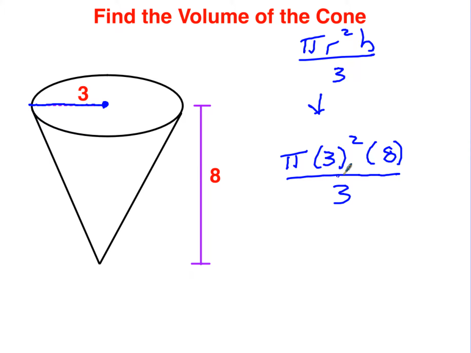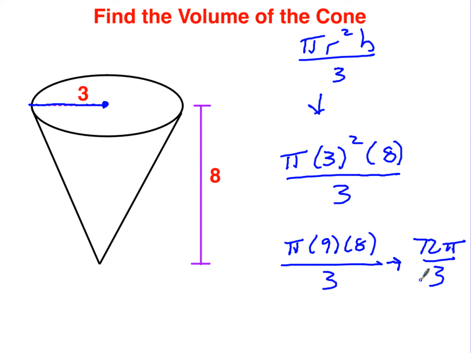So first thing I do is I square my radius, and then I worry about my other multiplication. So 3 squared is 9. So I got pi times 9 times 8 divided by 3. 9 times 8, I'm just going to go this way right now to save myself some space, is 72. So I have 72 pi divided by 3. Okay. And now I can multiply 72 times pi, and then I can divide by 3.